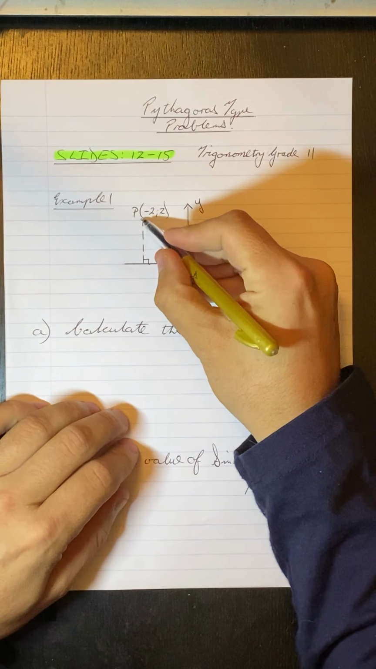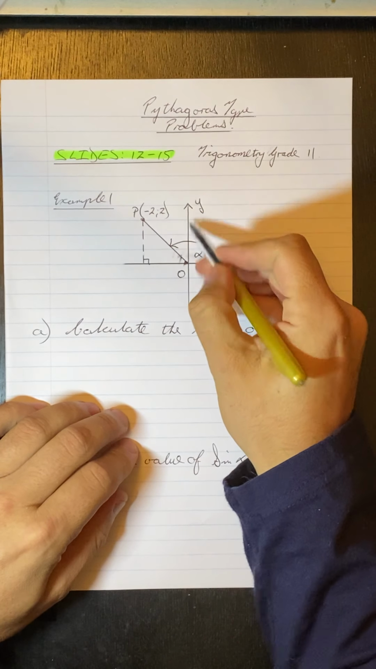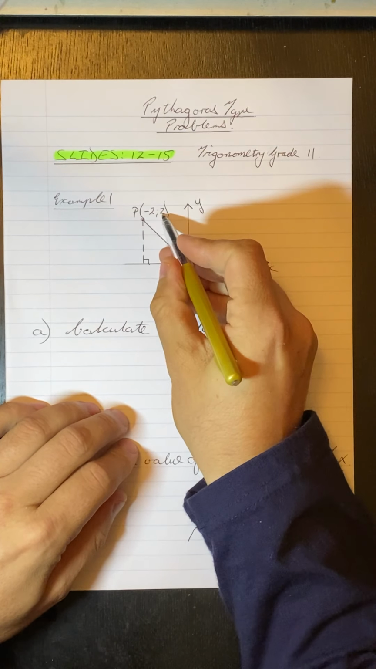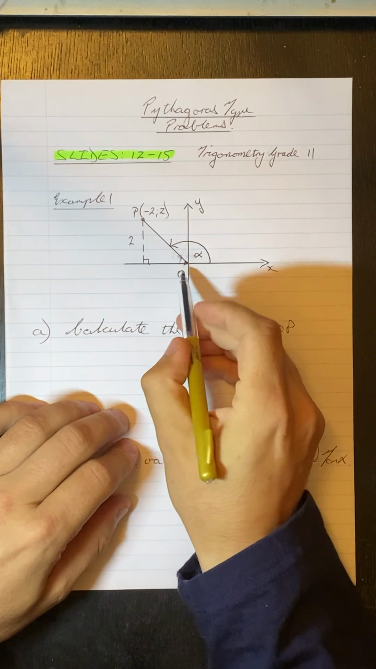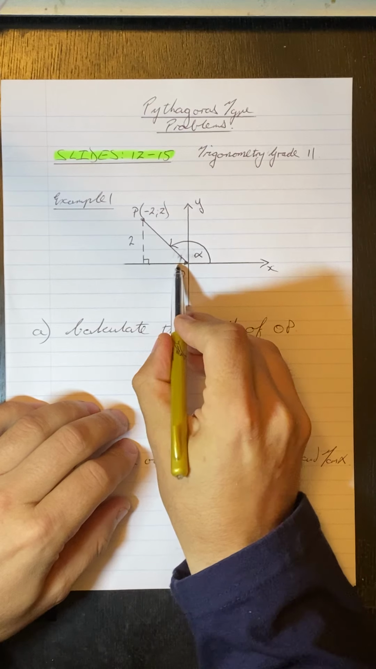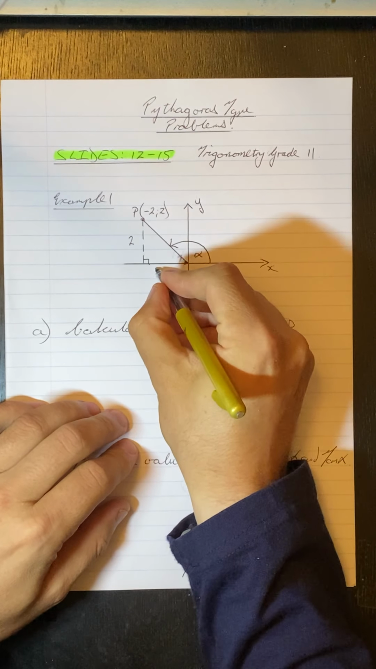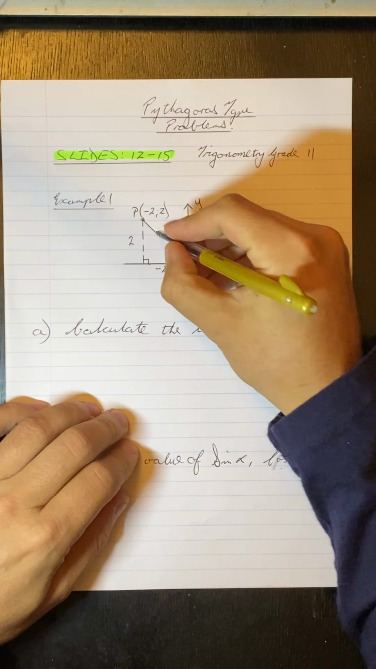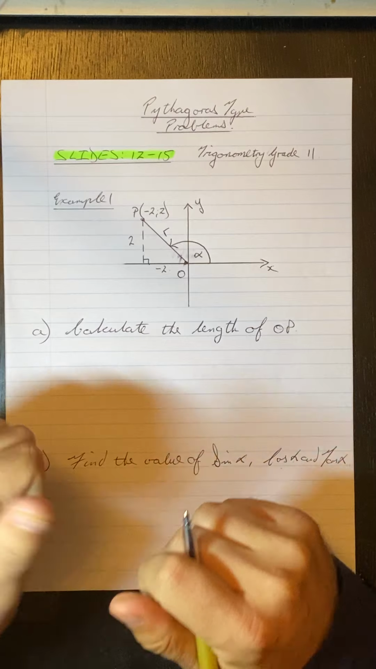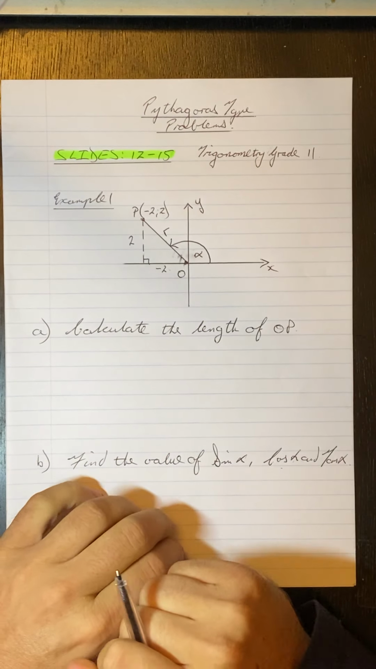So this value here is our y value, because it's along in the direction of the y-axis, and our y value there is 2. So that is 2 units long. Then this value over here will be our x value, because it's along the x-axis, which is minus 2. And this is your r, because we're dealing with x, y, and r. So that is the radius.